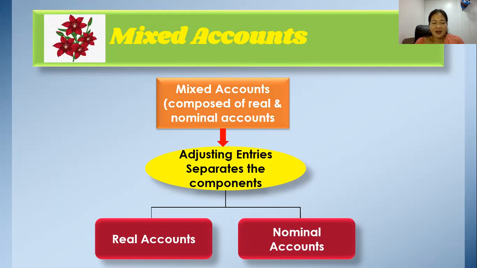When you talk about mixed accounts, it is an account that is composed of real and nominal accounts. So what are you going to do with the mixed accounts? You need to prepare the adjusting entries to separate its components, because it has real and nominal, or it has your income statement and your balance sheet account. So you have to separate both. The real accounts will be presented in the balance sheet and the nominal accounts will be presented in the income statement.